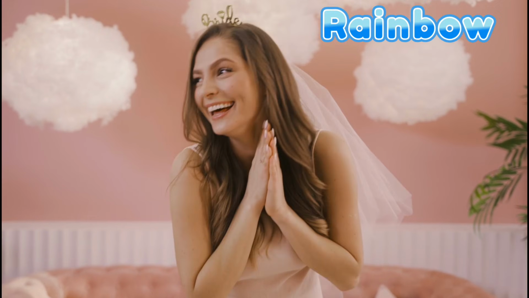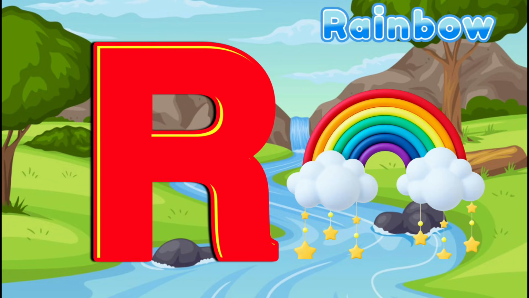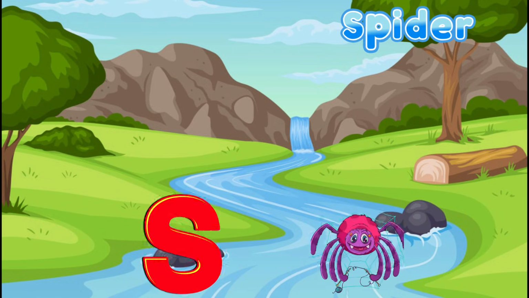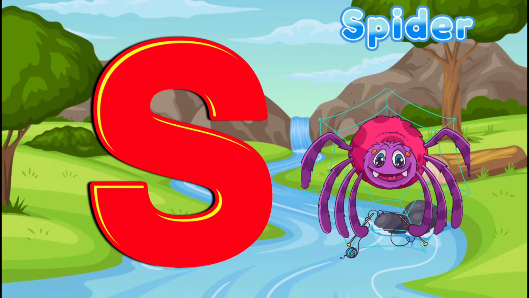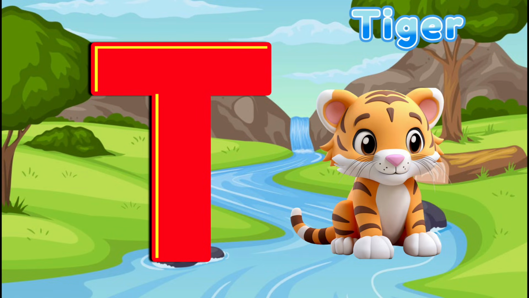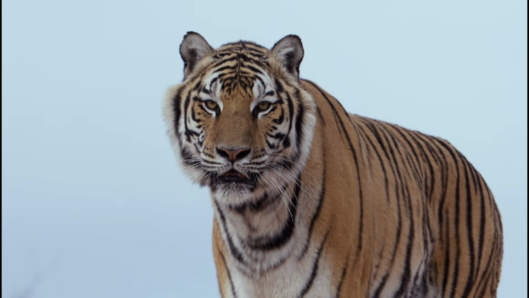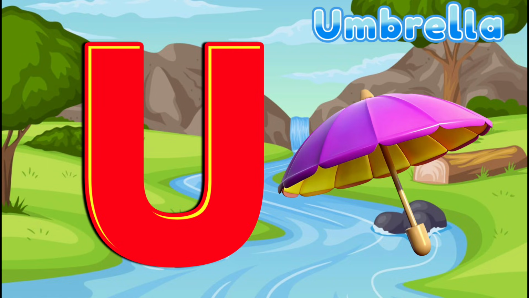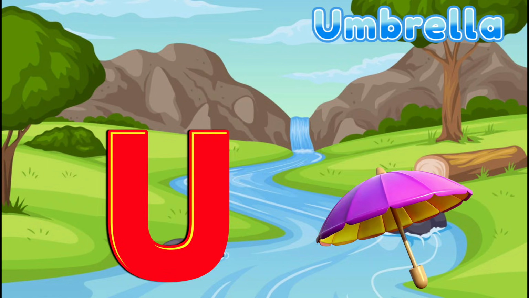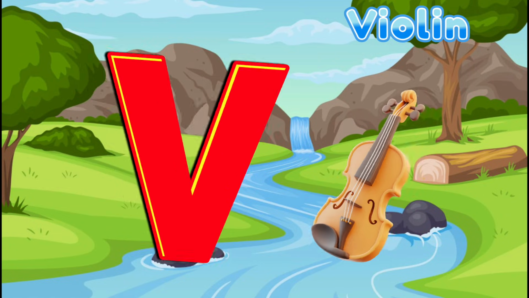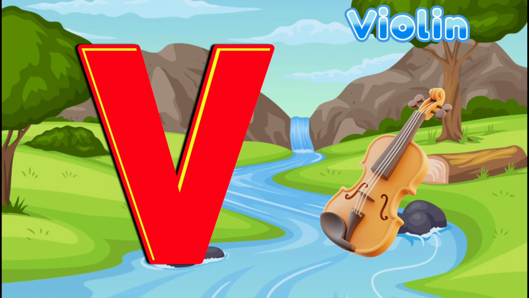Royal queen. R is for rainbow. Colors rainbow. S is for spider. Little spider. T is for tiger. Scary tiger. U is for umbrella. Rain umbrella. V is for violin.